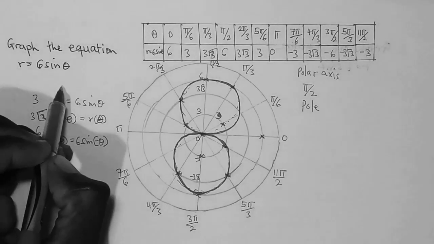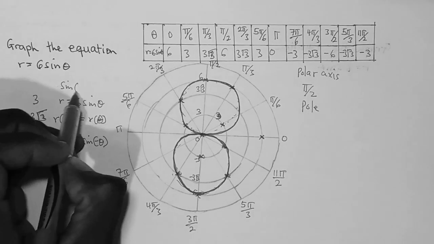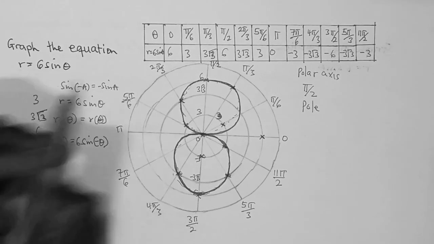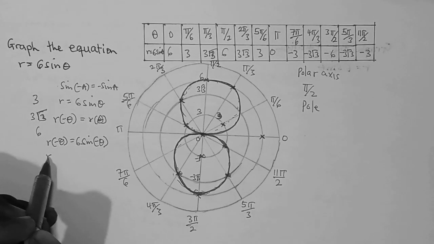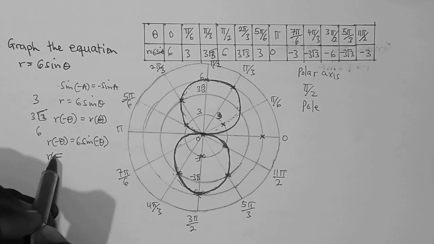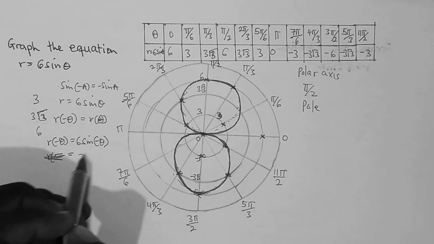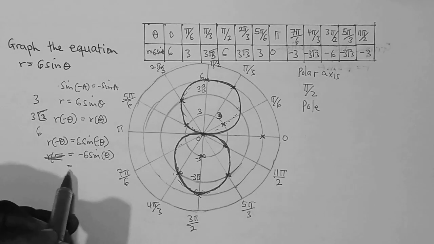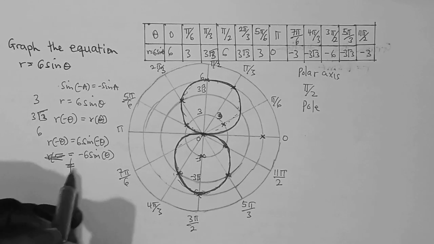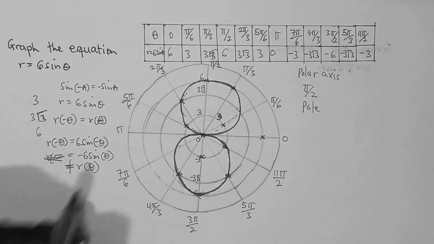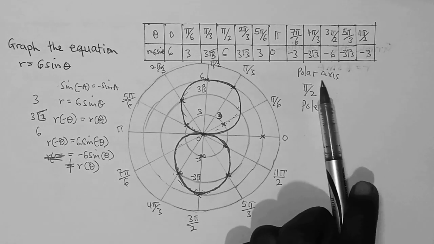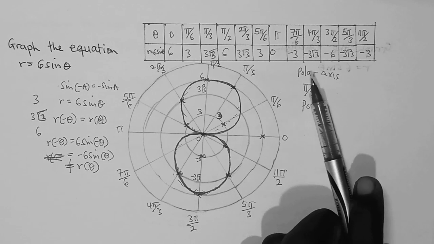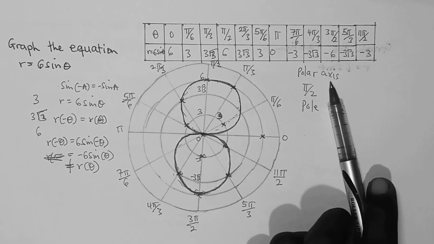But I know that sine of minus a is equal to minus sine a. And therefore, this is equal to minus 6 sine theta. And this is not equal to r of theta. So it means that this graph fails the test for the polar axis. And what it means is that the graph is not symmetrical about the polar axis.